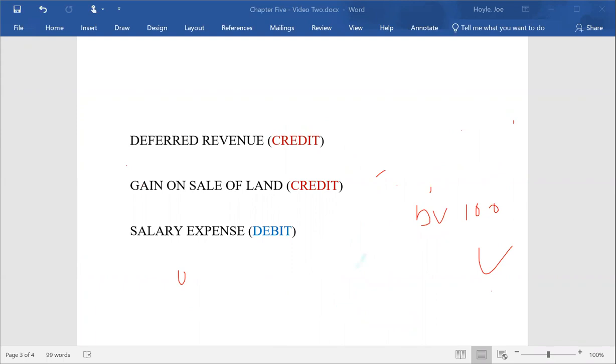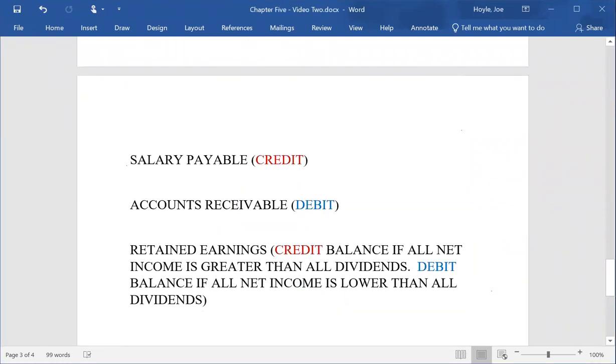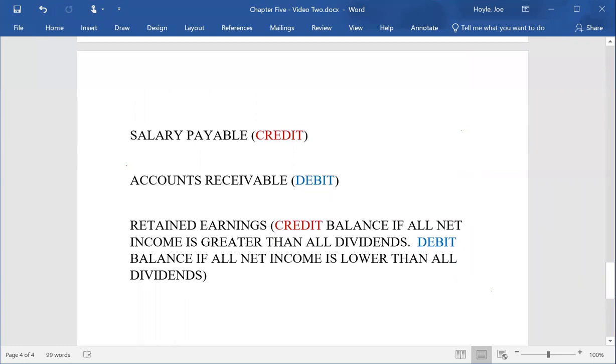Gain on sale of land, you've sold something, land in this case, that was not part of the primary operation of the business. And salary expense is the amount that the employees have earned that has been incurred so far. Whether it's been paid or not, it has been incurred. And our final three, just to give us a good rundown on a variety of accounts, is going to be salary payable, accounts receivable, and retained earnings, which is always a little more complicated.